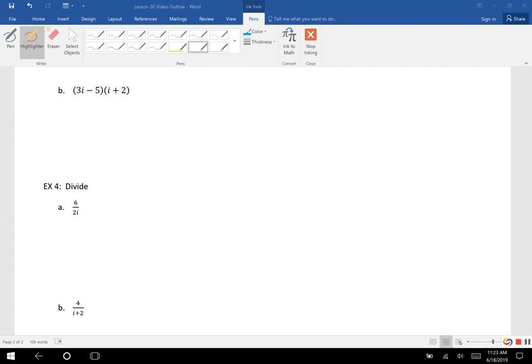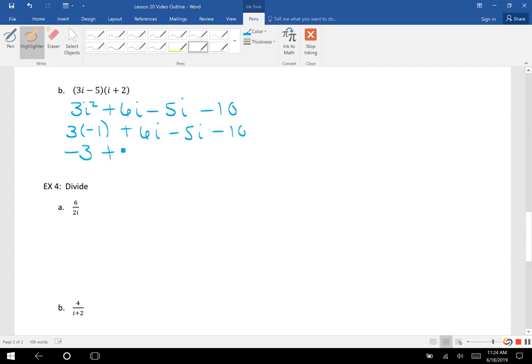So in example B, this is a FOIL problem. My first would be 3i squared. Outer is 6i, inner is minus 5i, and last is minus 10. I'm going to replace that i squared with a negative 1. And then I'll have to go through and combine like terms. So we've got negative 3 plus 6i minus 5i minus 10. That turns into a negative 13 plus 1i.